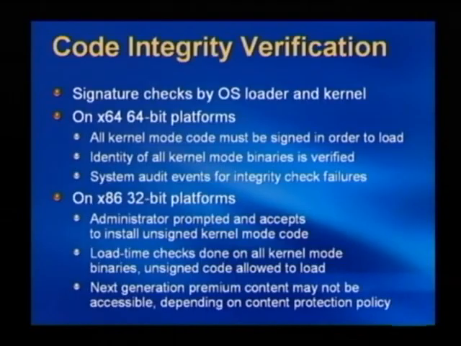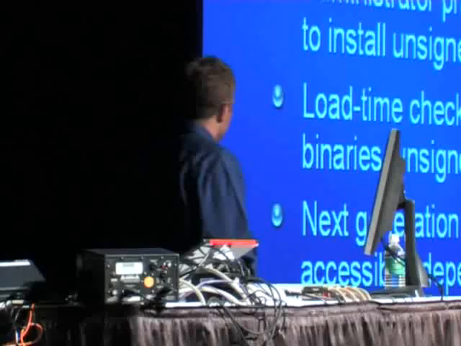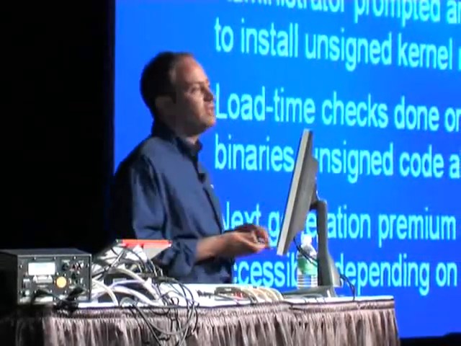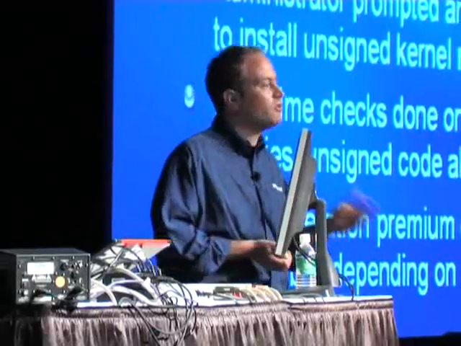The feature for the code signing is called code integrity. That's the feature name in Vista, and it's integrated into the kernel and into WinLoad. As I mentioned, on x64, all binaries have to be signed before the kernel actually loads them. On 32-bit, the user, or the admin, will have the opportunity to decide whether or not they want to load the OS if there are unsigned binaries on the OS.